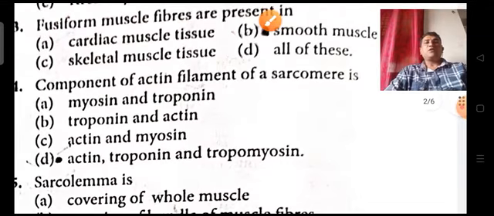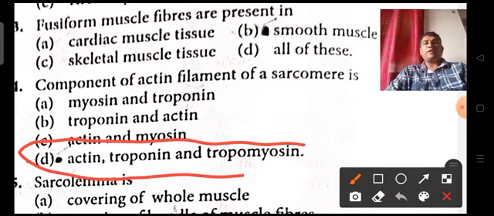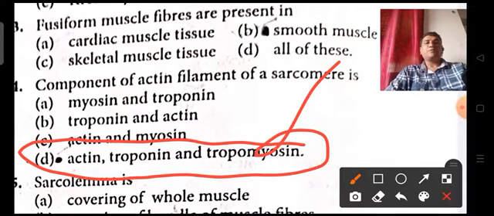Next question. The components of actin filaments of a sarcomere are: myosin and troponin, troponin and actin, actin and myosin, or actin, troponin and tropomyosin. You know that the actin filament of a sarcomere is composed of actin, troponin and tropomyosin. So here D option.